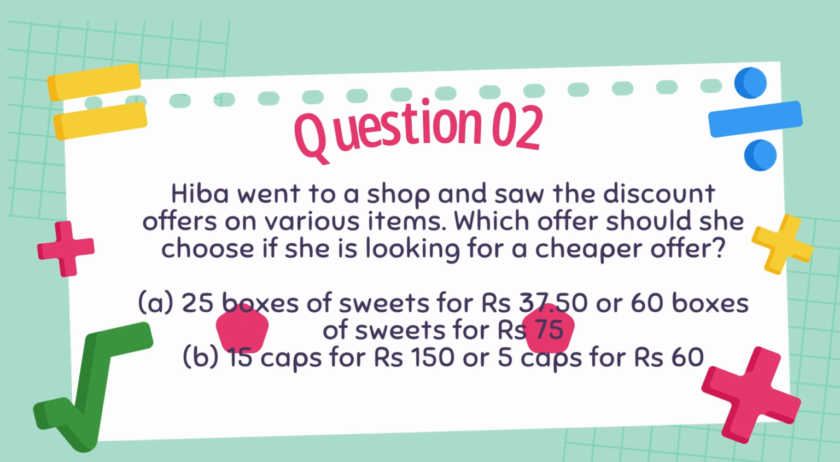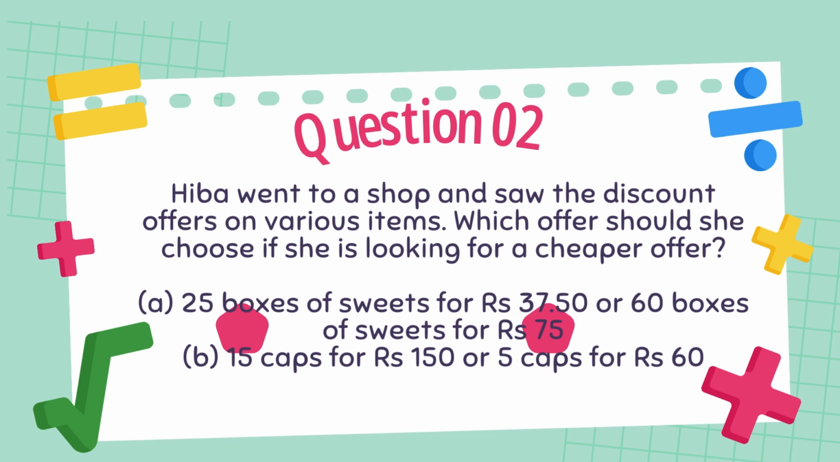Now coming to question number 2, we have done all the parts of question number 1. This question number 2 is that Hiba went to a shop and saw the discounted offer of various items. Which offer should she choose if she is looking for a cheaper offer? Two options are given. Option A is 25 boxes of sweets for rupees 37.50, or 60 boxes of sweets for rupees 75. And option B is 15 caps for rupees 150 or 5 caps for rupees 60.